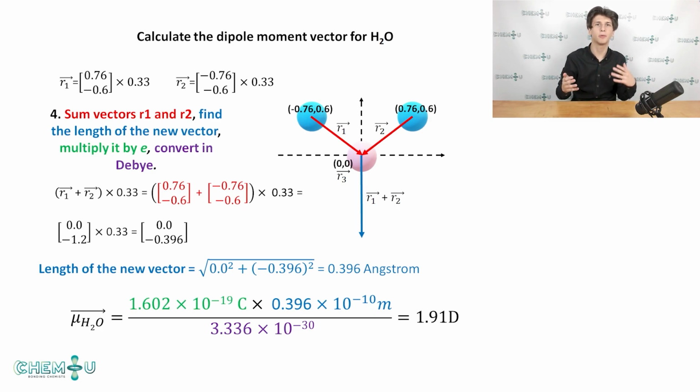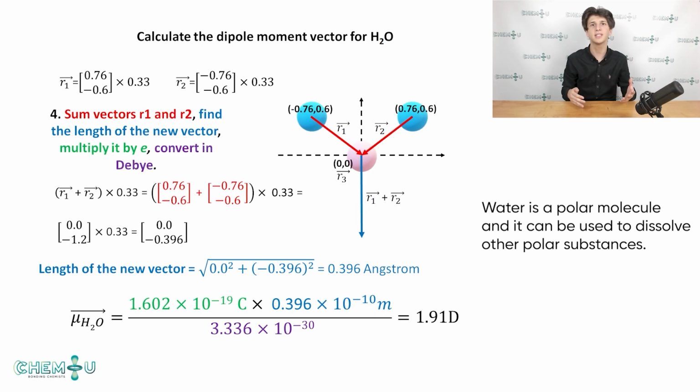Lastly, to calculate the dipole moment of the water molecule, we need to multiply the vector length by charge separation 0.33, then by elementary charge e depicted in green, and then convert the obtained value in Debye as shown in figure in violet. Okay, the calculated dipole moment of water is 1.91 Debye, which is very close to the experimentally determined value of 1.87 Debye. From the answer we can deduce that water is a polar molecule, and it can be used to dissolve other polar substances. If the dipole moment is 0, then the molecule is said to be nonpolar.